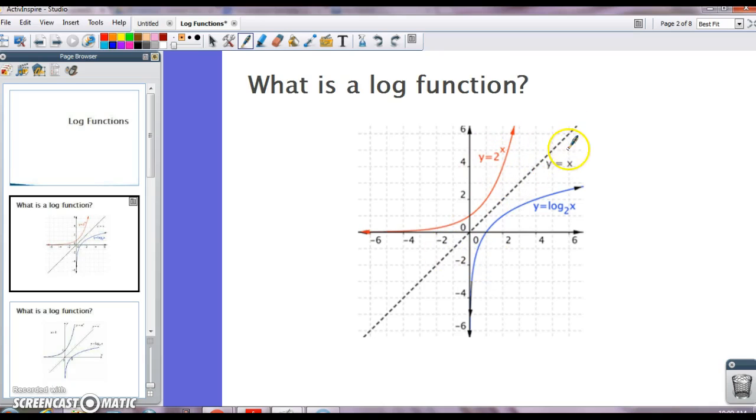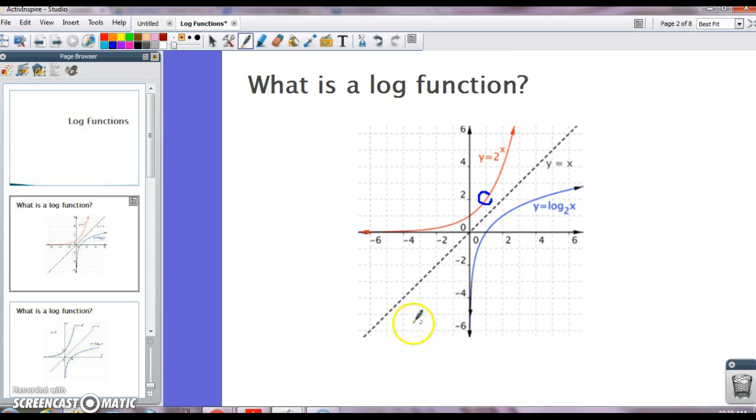You also see the line y equals x. The definition of an inverse of a function is when you reflect it over the line y equals x. So if I take each point on my exponential graph and reflect it over the line y equals x, I end up with this blue curve, and that is the log function. I take the point 0, 1 and reflect it, I end up at 1, 0. I take the point 1, 2 and reflect it, I end up at the point 2, 1. And you do that to all of the points and you end up with your log function.